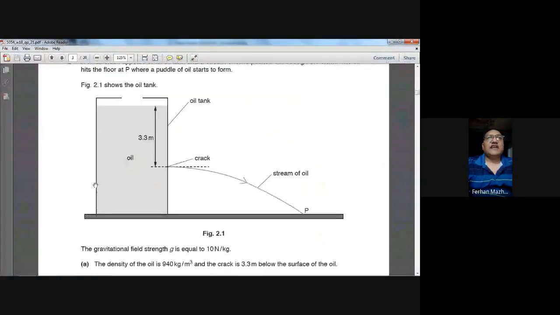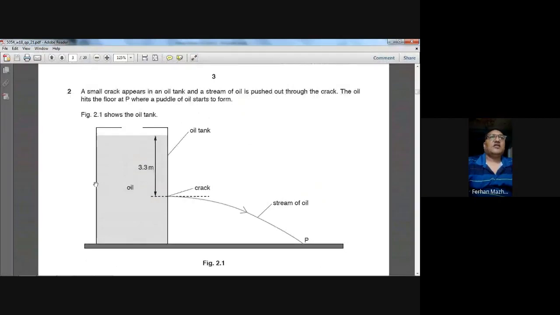Now let's move to the next question. Here on your screen, we have question number 2. A small crack appears in an oil tank and a stream of oil is pushed out through the crack. The oil hits the floor at P, where a puddle of oil starts to form. So what is happening here?